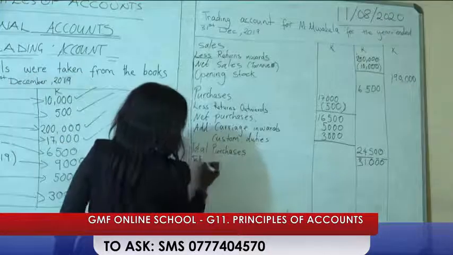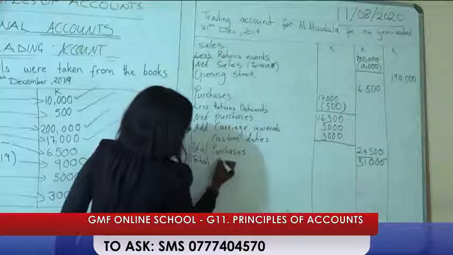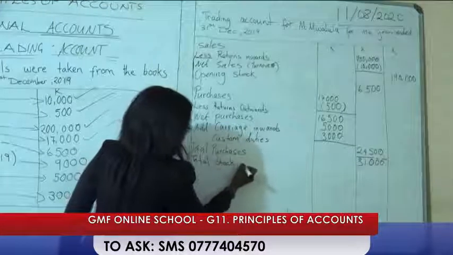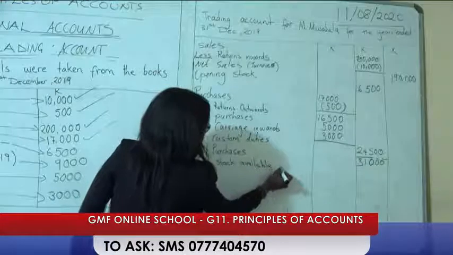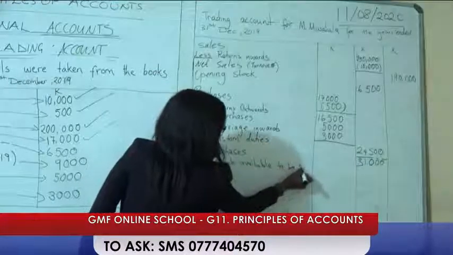is what is referred to as the total stock available to be sold. So we say total stock available to be sold.